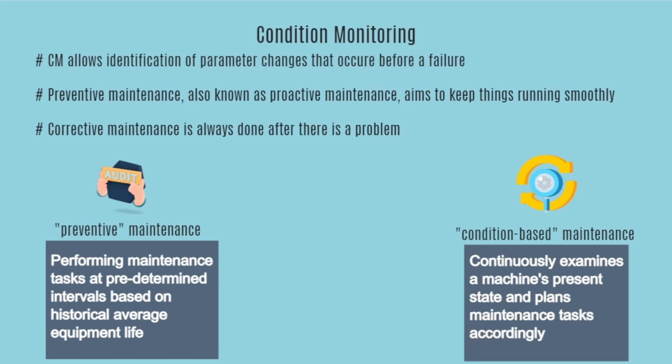Condition-based maintenance keeps an eye on a machine's current state and plans maintenance actions around it. Monitoring on demand, planned monitoring, and continuous monitoring are all viable options here. The first two methods are primarily inspection-based, whereas continuous monitoring is usually accomplished through the use of sensors.